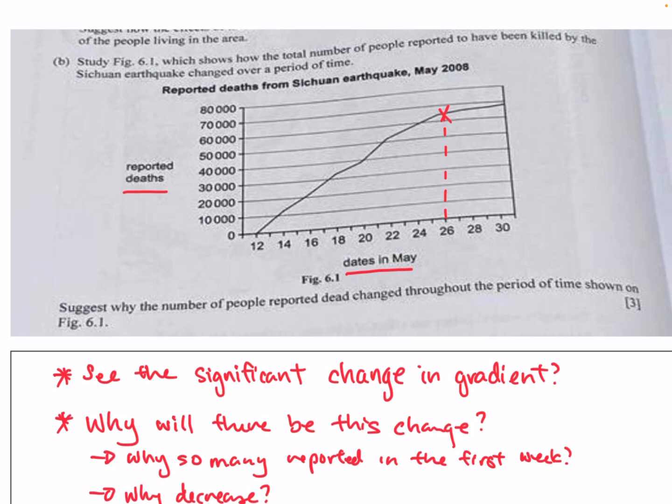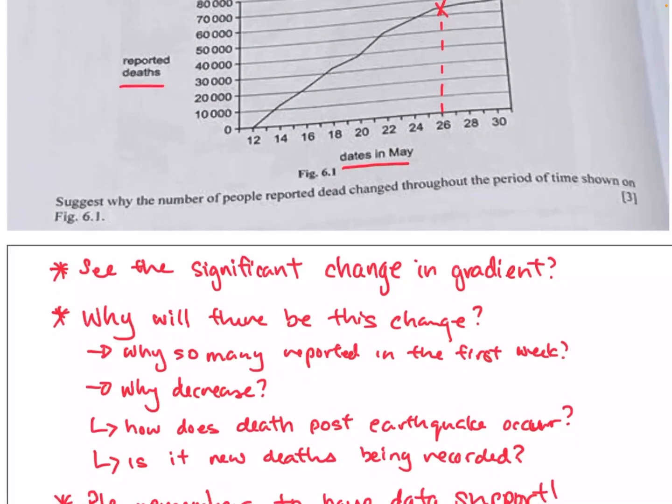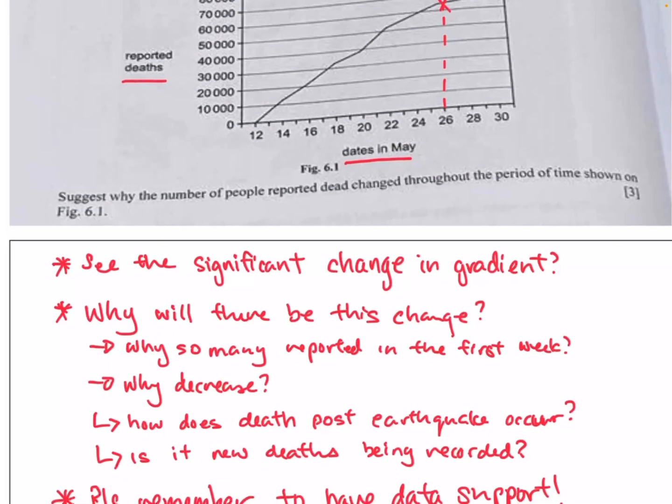So for the 3-mark question, what are we looking for? Largely, always remember that whatever you're quoting, you need data to support. Okay, you see the significant change in gradient first, right? So whenever you're looking at something like this, there should be a change in gradient. It cannot be 3 marks for a very consistent gradient with no anomalies at all. So they will definitely give you some form of a change that it will require you to pick out.